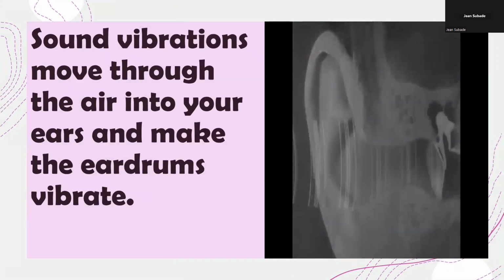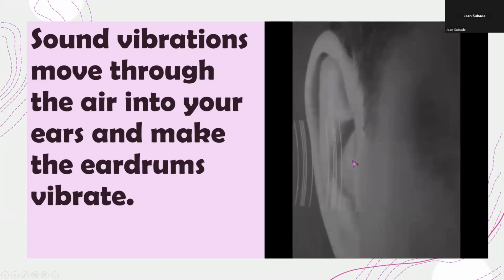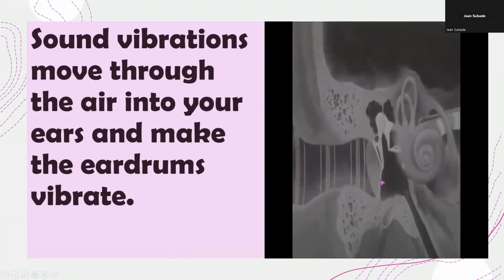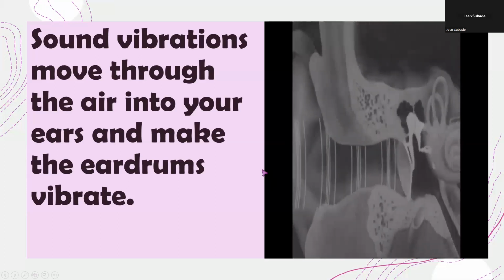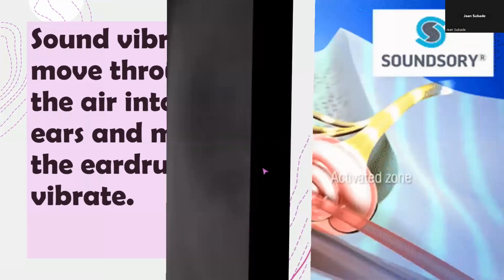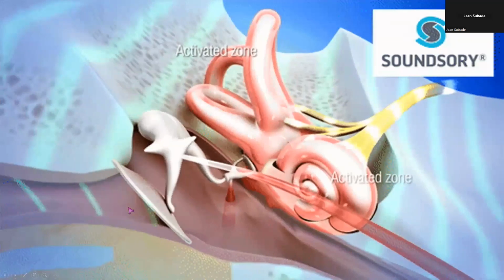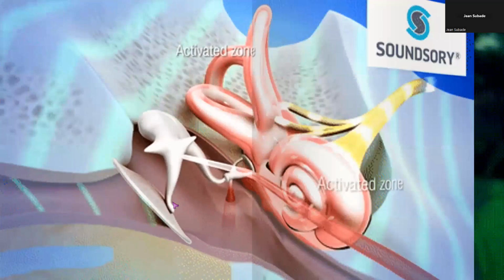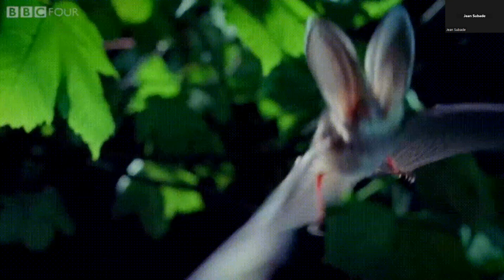Sound vibration moves through the air into your ears and makes the eardrums vibrate. Look at the animation and how the sound is being received by our ear and how the eardrums vibrate as the vibration passes through. Another representation of how the sound travels, received by our ears.